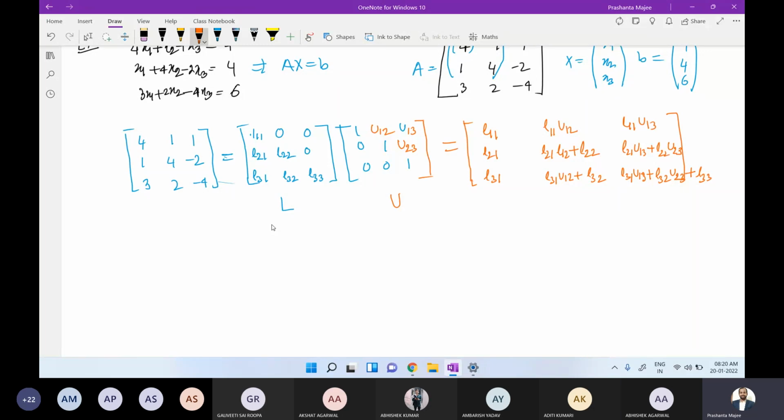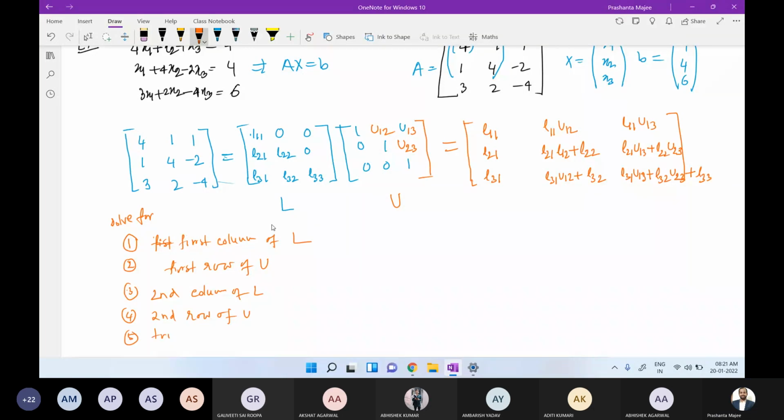So what will be the procedure? How to find the matrices L and U? First you will solve for the first column of L. Then once the first column of L is obtained, you look for the first row of U. Then you solve the second column of L, then the second row of U, then the third column of L. So this is the idea.